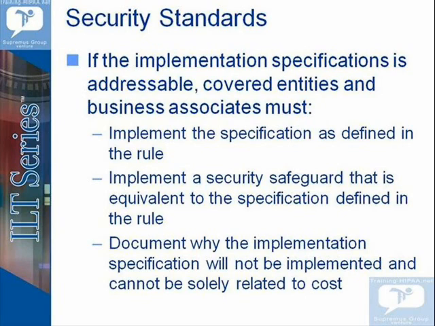Now, what you also have the option of doing is not implementing an addressable implementation specification or alternative security measure, but the covered entity must still meet the standard that is identified in the security rule. They also need to document how the standard is being met. They also need to document the decision not to implement and the rationale behind not implementing that implementation specification. And cost cannot be the sole reason for not adopting an implementation specification.